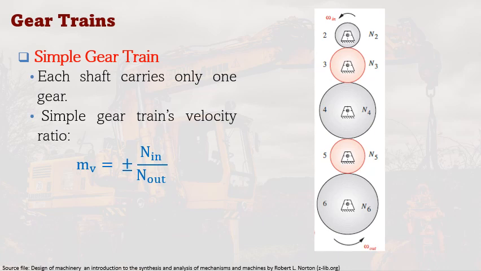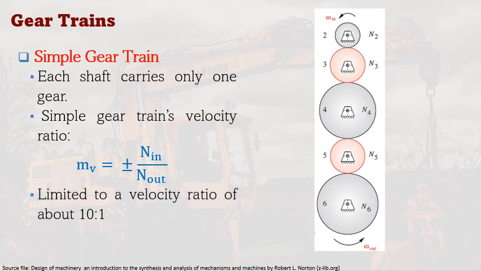So if, for example, you have here an input gear N2 and an output gear N6, then the gear train's velocity ratio would just be the ratio of the last, which is the output, to the input. The velocity ratio for a simple gear train is again limited to 10:1 for design consideration.